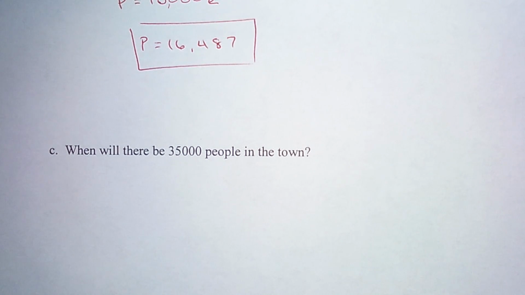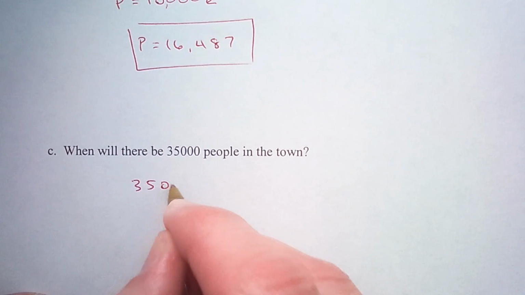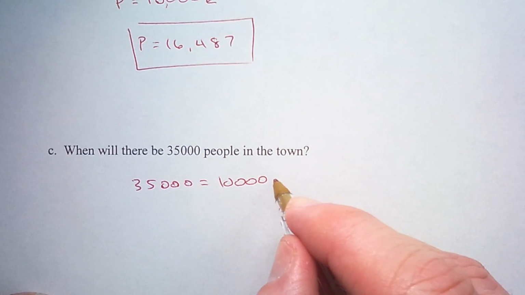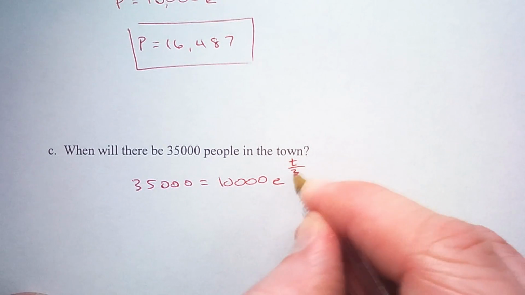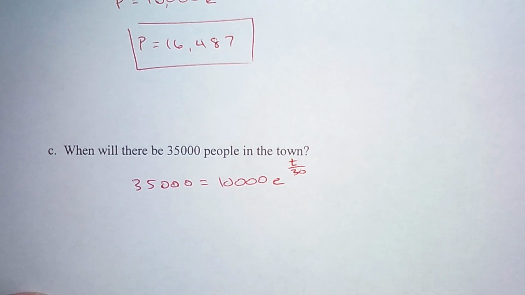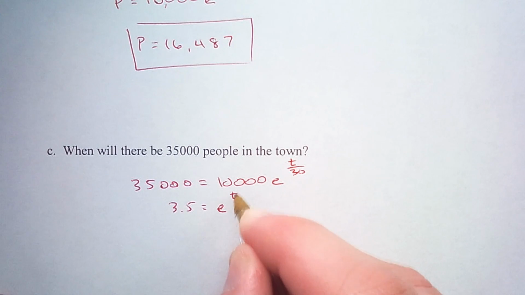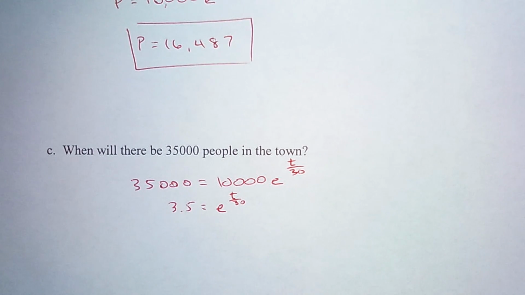When will there be 35,000 people in town? So if it continues growing according to that same formula, when will we have 35,000 people in town? So the population will be 35,000. That equals the initial population, 10,000, times e to the t over 30 power. Now we can divide both sides by 10,000. 35,000 divided by 10,000 is 3.5. So we have 3.5 equals e to the t over 30 power.